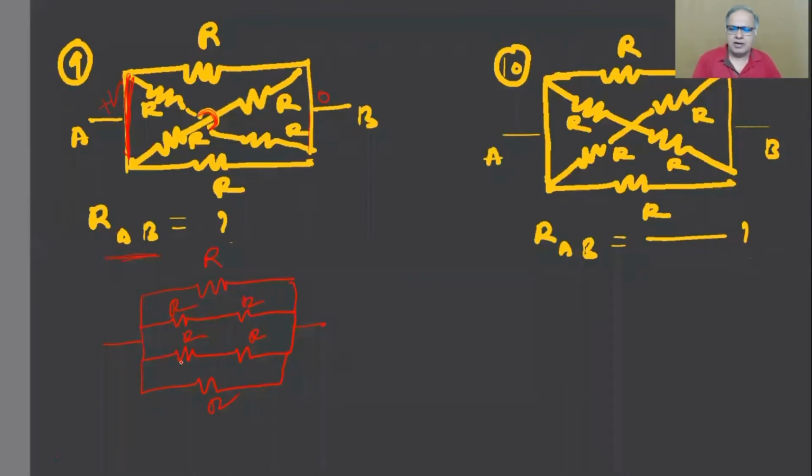All are in parallel now. Isn't it so? All this is at V, this is at 0. This will be 2R, this will be 2R. 2R and 2R in parallel, once again R. R and R parallel, R by 3. So for this kind of questions, you should not write too many diagrams and all that. Do you understand this?